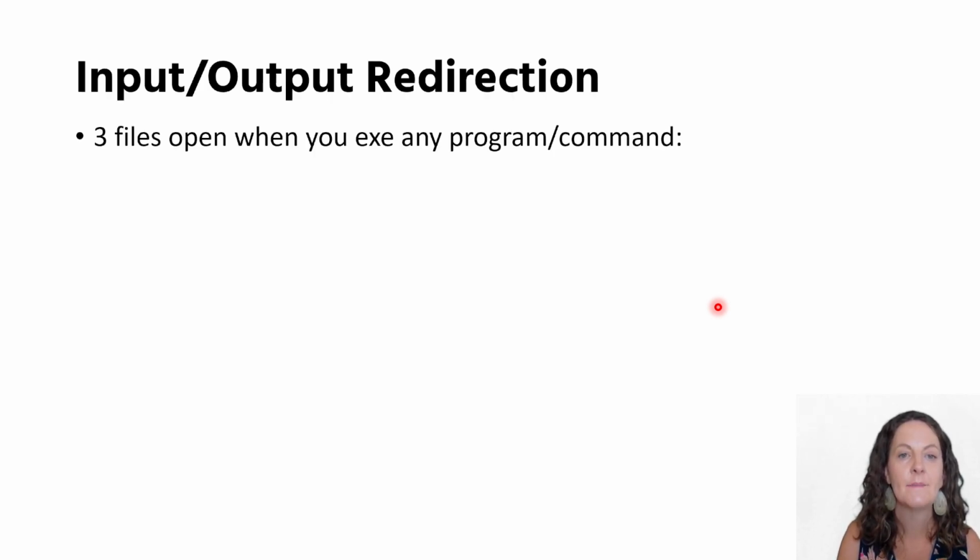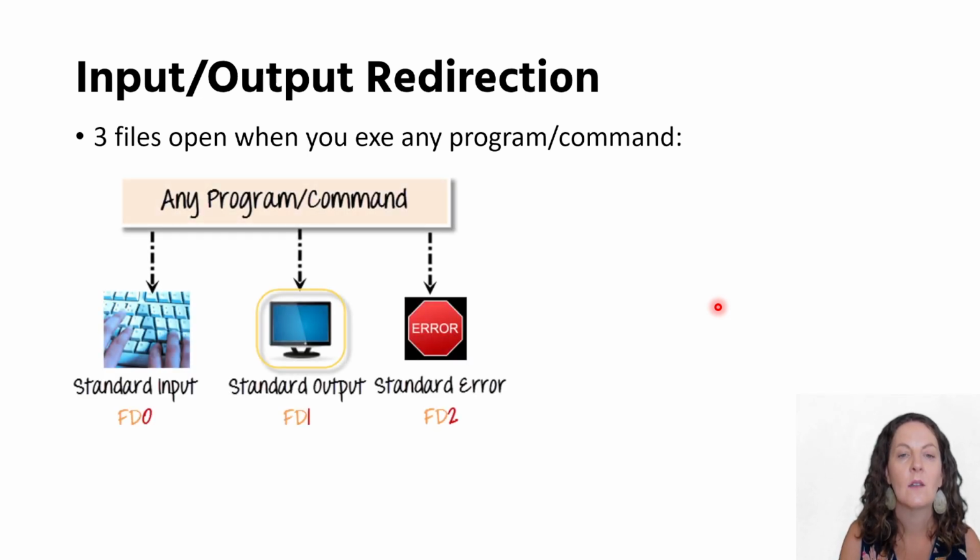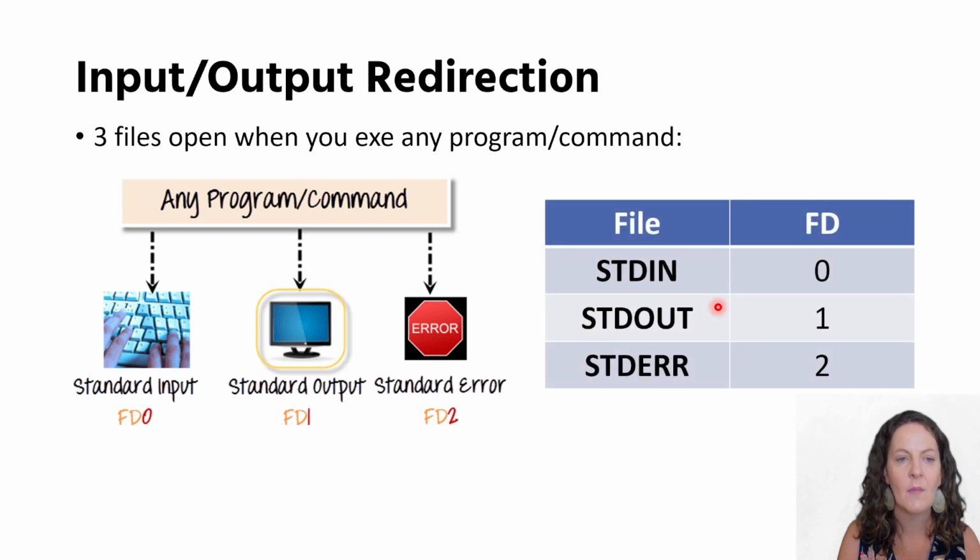Three files are open when you execute any program. There they are. So the basic workflow of Linux is take an input, create an output. Each Linux command has a single input, standard input, and two output sources, your standard output on your screen and your standard error. So unless you specify otherwise, your input is your keyboard, and your output and error are your screen.